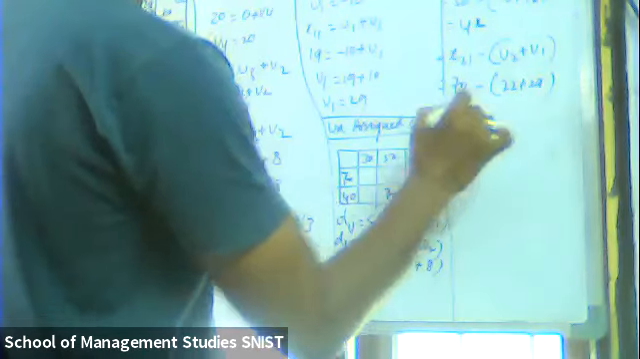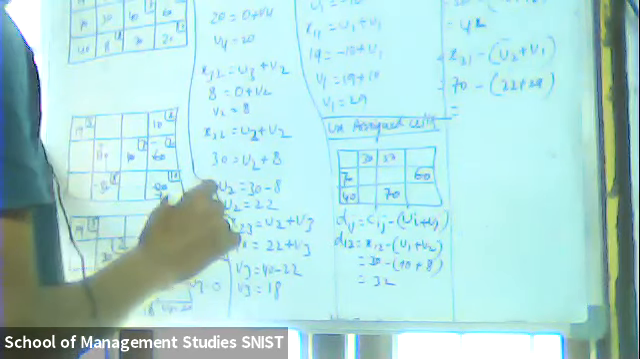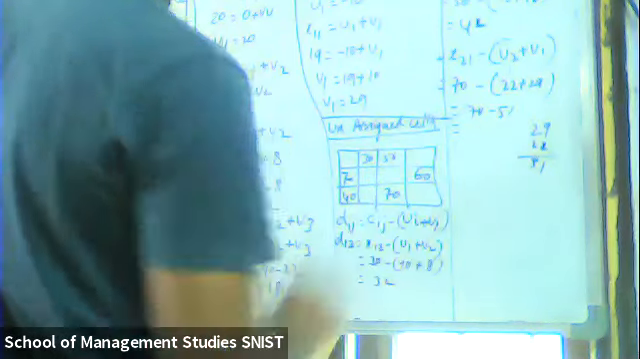22 plus 29. How much? 49. 51, sir. 49. 51, sir. 70 minus 49. No, sir. It's 51, sir. U2 plus V1 equal to 59, sir. Sir, 21. It's 51. 29 plus 22, which is 51. So 70 minus 51, how much? 19. 19, sir.